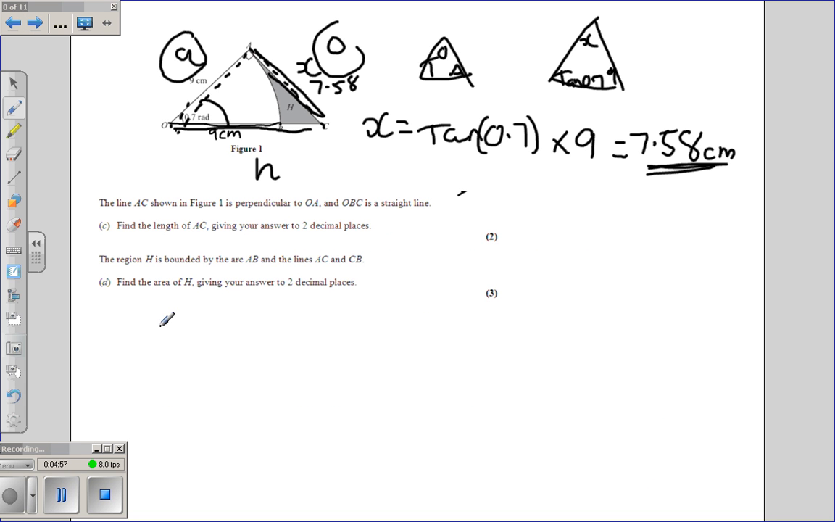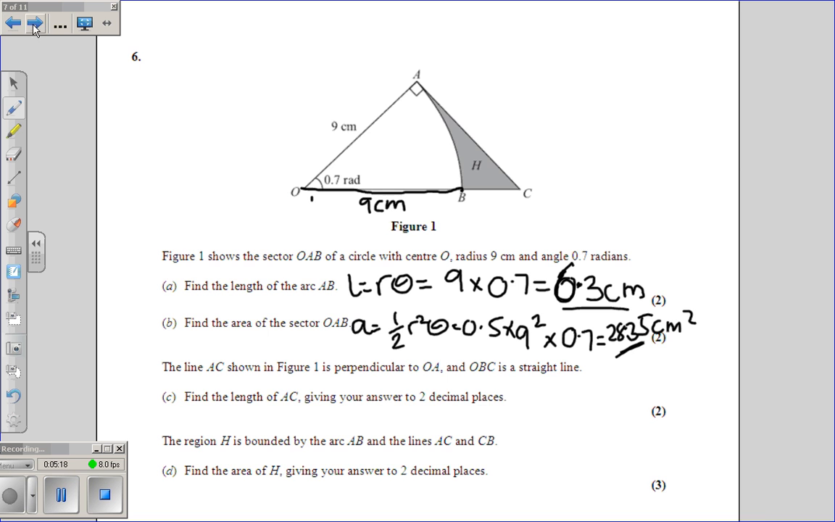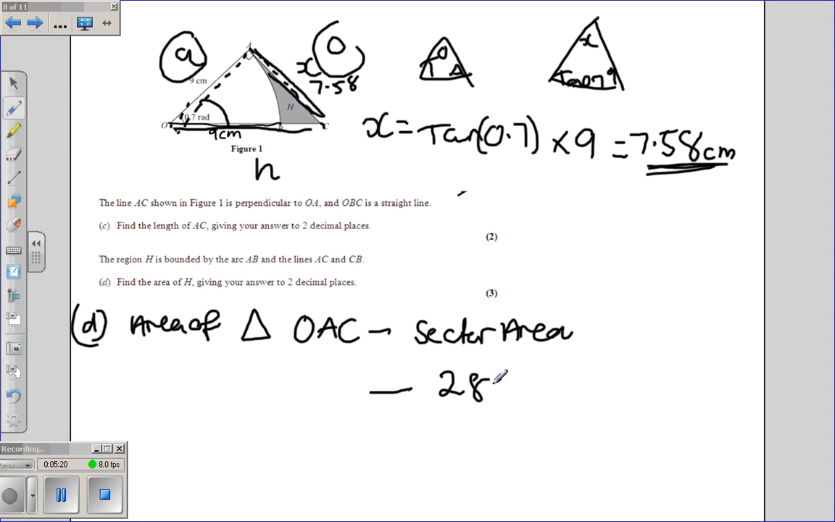So we need for part D the area of triangle OAC, and we need to subtract the sector area. And we know what that is. I've forgotten it already. Was it 28.35? Yes. But we need to find the area of this here.